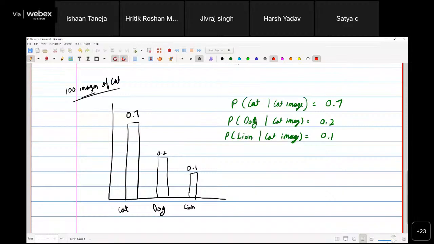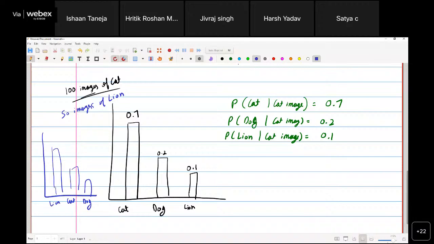Now suppose I have another bundle of 50 images of dog, let's say. So let's say 50 images of lion I have, and I have some distribution of it predicting lion probabilities. It predicts lion with this probability, cat with this probability, and dog with this probability. It's possible to have, right? So let's suppose now you know that your model has predicted that it is cat.